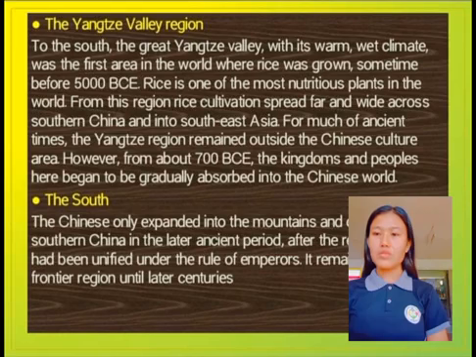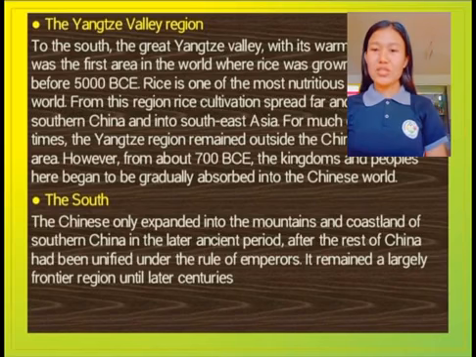For much of ancient times, the Yangtze region remained outside the Chinese culture area. However, about 700 BCE, the kingdoms and peoples here began to be gradually absorbed into the Chinese world. The South. The Chinese only expanded into the mountains and coasts of southern China later in the ancient period, after the rest of China had been unified under the rule of emperors. It remained a largely frontier region until the later centuries.